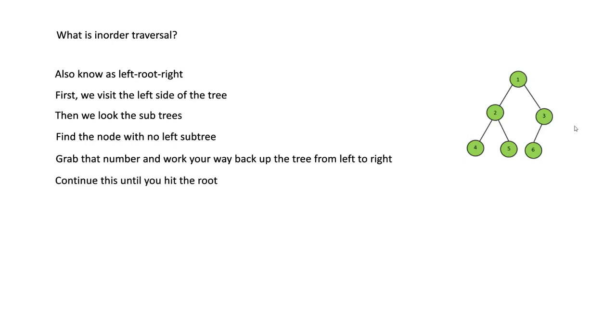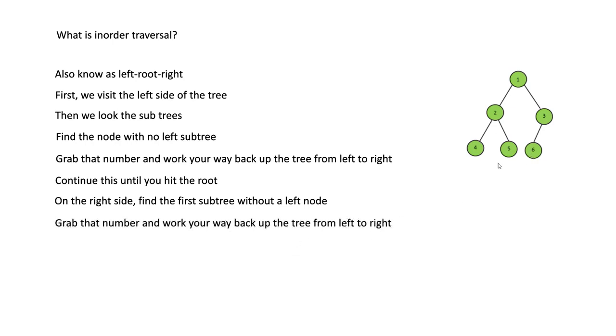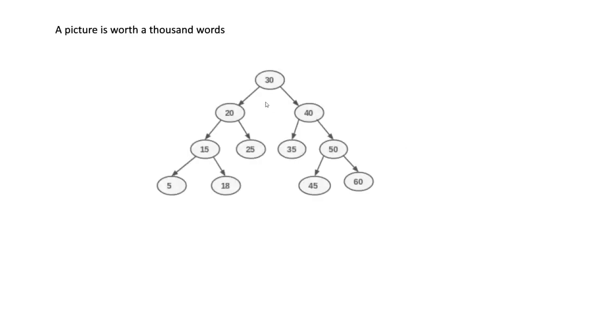We'll continue that until we hit the root, and now we need to go down the right side. Find the first subtree without a left node, which will be the 6. And then grab the number and work your way back up. Okay, so a picture is worth 1,000 words here. Let's go through another example, more in-depth.